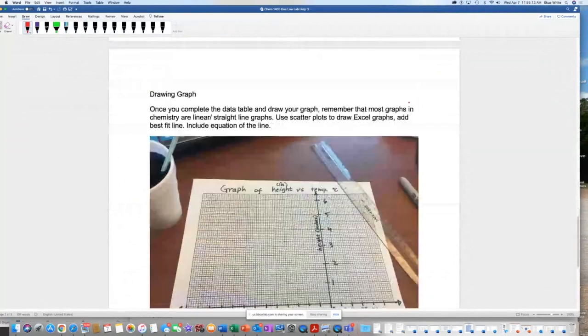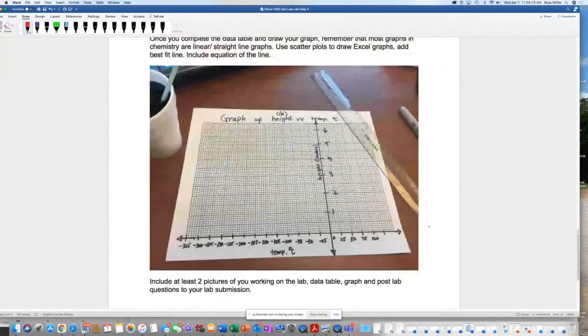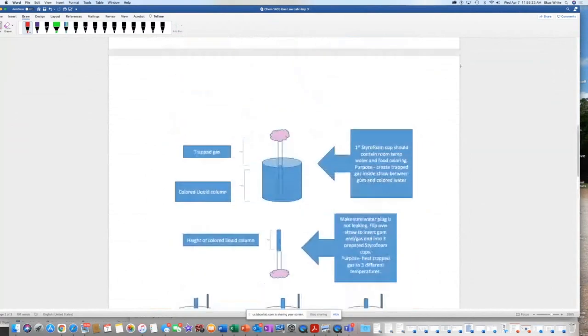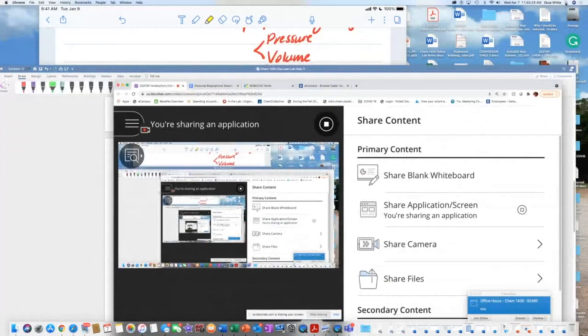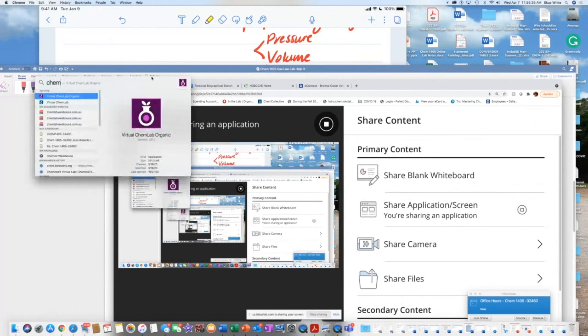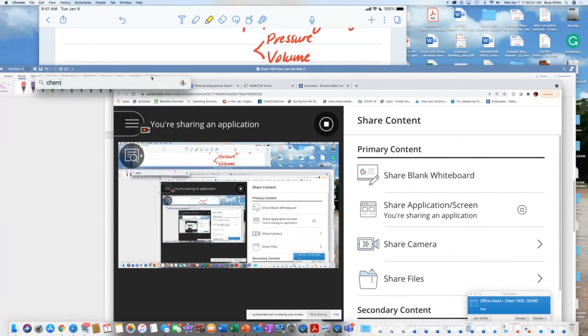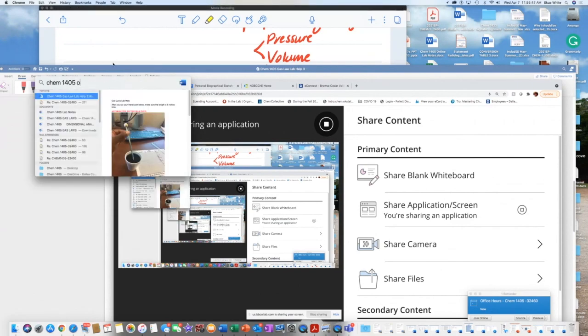What I'm showing you here is, I did show you the actual paper right here. Let me see if I can find the actual lab instructions, because the instructions and what I remember are not always the same thing, since I just paraphrase. And you have the actual instructions. I think I have it as Chem 1405 online. Yeah, there it is.